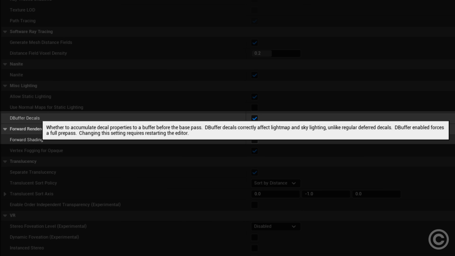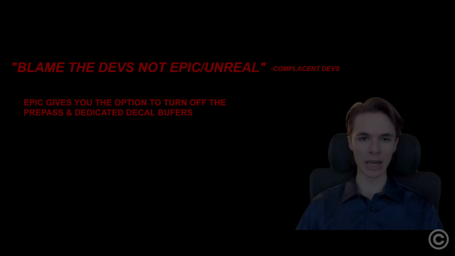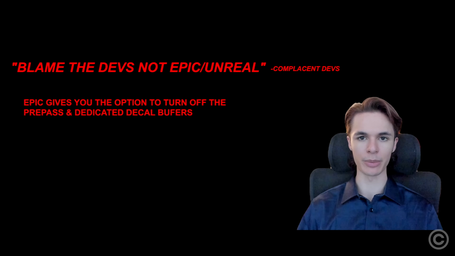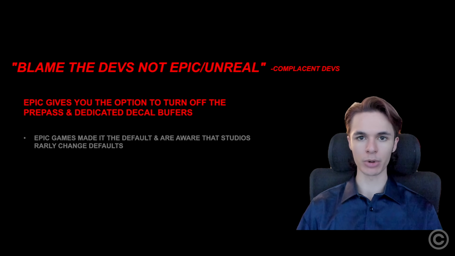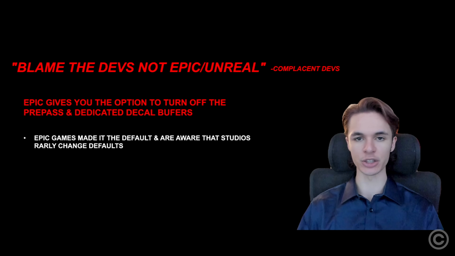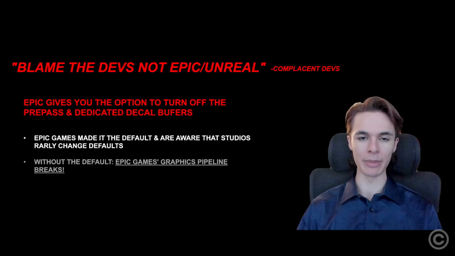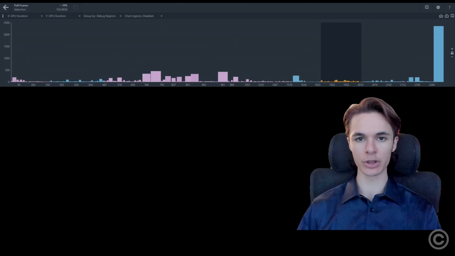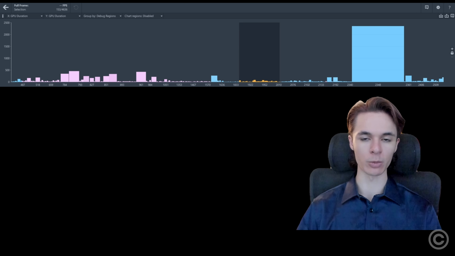Now, many complacent devs and Unreal defenders will say, but Epic gives the option to render without a prepass and dedicated debuffers. The problem still remains that it's the default engine behavior, which AAA never fixes 90% of the time, and Epic made this the default because without that option enabled, decals won't work with Epic's poorly implemented lighting techniques. These are core issues in modern rendering that nobody else is trying to raise awareness about.